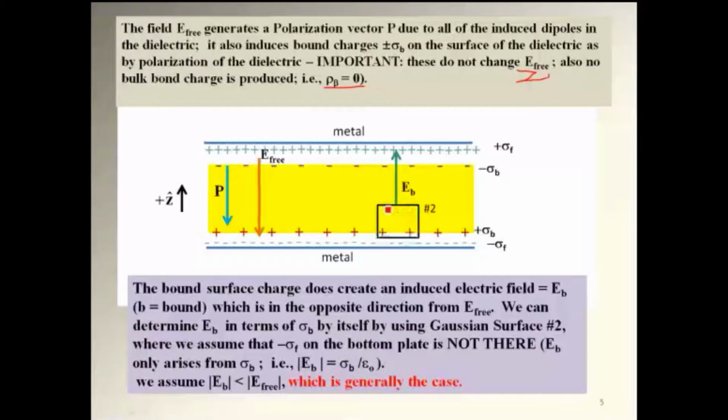Go through the same arguments about the symmetry and the area and so on, we come up to the following. E sub b is equal to sigma b over epsilon naught. We could have used the negative charge density up here to come to the same conclusion. We can argue later why this is true, but for right now we'll just assume that the E sub b is less than E sub free. These are magnitudes. This is generally the case.